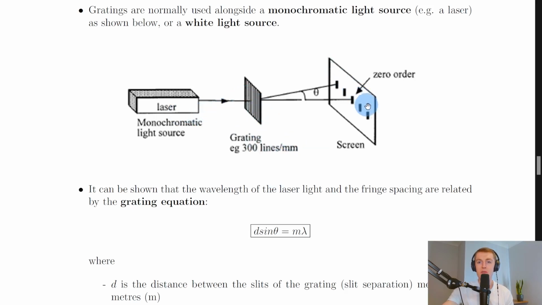You can then see we've got some fringes appearing on the screen where the angle to the maximum theta is labelled, and if this is a zero order maximum in the middle of the screen, then you'll notice we have the first order maximum here and then the second order maximum here. So just like we saw for Young's double slit experiment, with only two slits in the grating, we get an interference pattern or diffraction pattern produced where we get bright and dark fringes. But remember, these are going to be brighter and sharper than those that we saw for Young's double slit experiment.